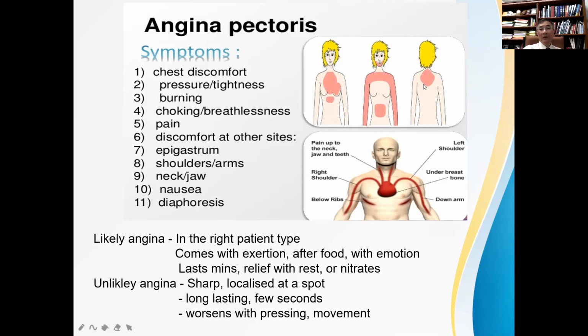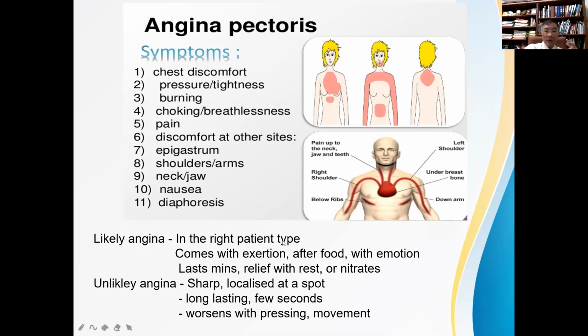These are the sites where angina can occur, and this slide shows where the pain can go, up to the neck, to the left shoulder, and sometimes down the left arm. So a patient likely has angina if the patient profile fits. For example, an older man who smokes, who comes from a family of people who have had heart attacks.